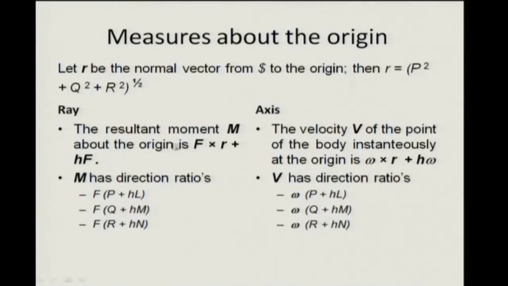If you look at the resultant moment acting at the origin, it becomes f times p plus hl, f times q plus hm, f times r plus hn. Here you get omega times p plus hl, q plus hm, r plus hn. These are identical definitions, except that these are the velocities of the point which is instantaneously at the origin.